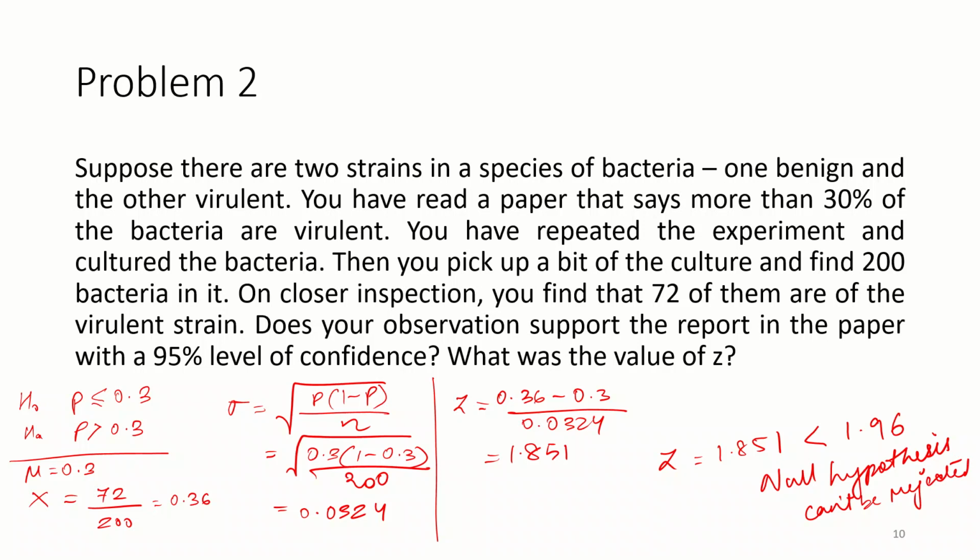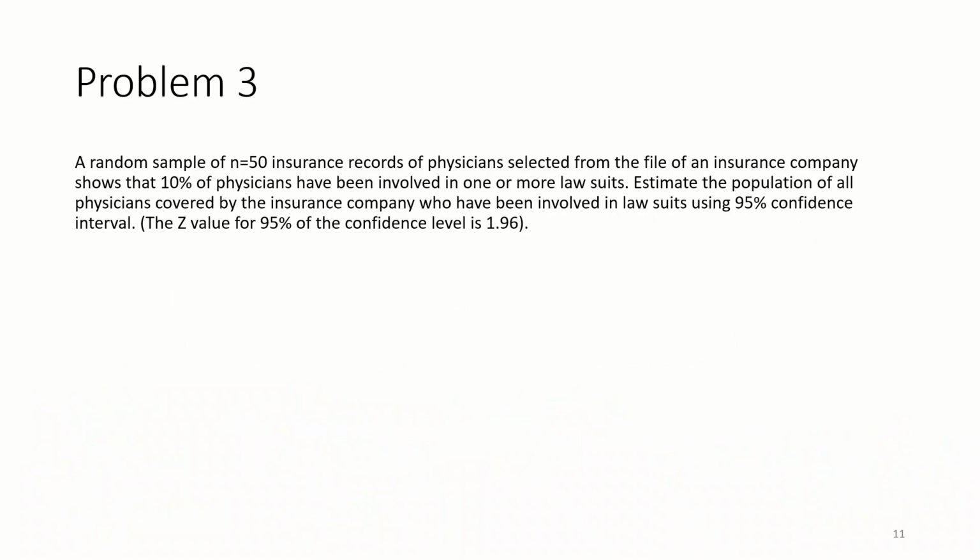Okay. So we go to the next one then. A random sample of n equal to 50 insurance records of physicians selected from the file of an insurance company shows that 10% of physicians have been involved in one or more lawsuits. Estimate the population of all physicians covered by the insurance company who have been involved in lawsuits using a 95% confidence interval.